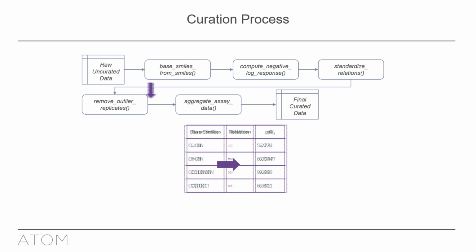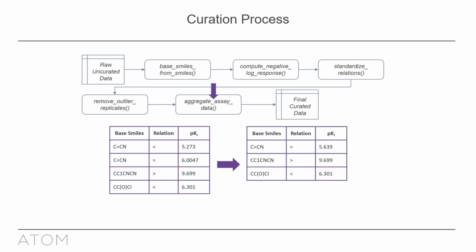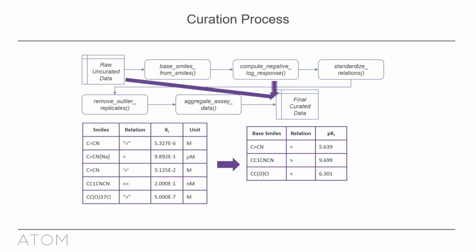Lastly, we use aggregate_assay_data to combine those replicates that remained into one value using averages, or maximum likelihood functions for those with comparison operators. Look at this final curated data compared to the raw data that we started with. We have standardized each of the columns of the data and combined duplicate chemicals. Let's take a deeper look at each of these steps by visiting the code.